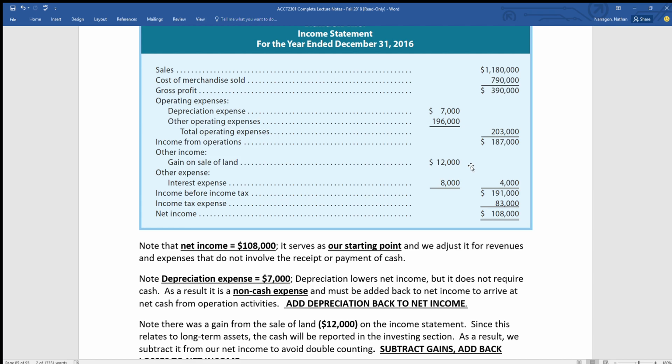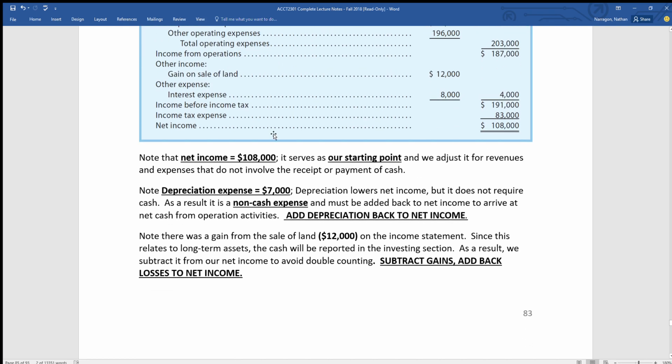Now, if it was a loss, it will be just like depreciation. We would actually add it back in. And here in the notes, this is exactly right here. So pay attention to these items in bold. I will tell you there, because it does go step by step, just like I'm going right now.